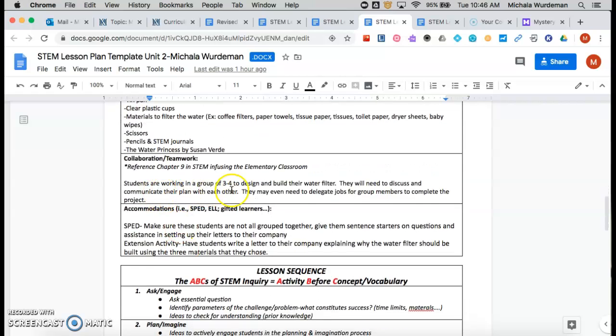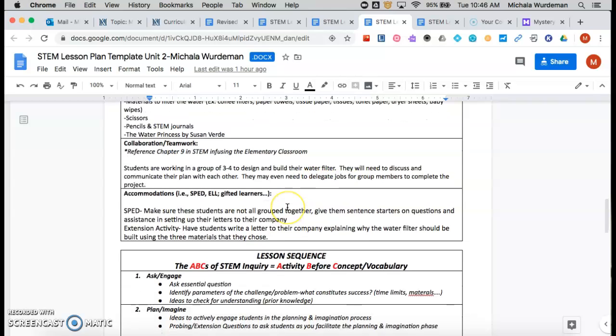I would have students work in groups of 3 to 4 for the design, and that'll give them chances to discuss and communicate their plan with each other. They'd be able to delegate jobs for each group member that way.